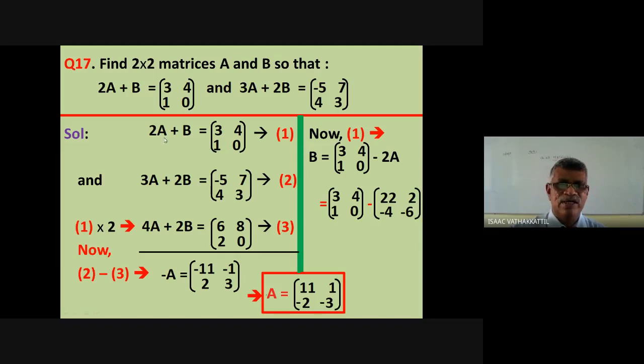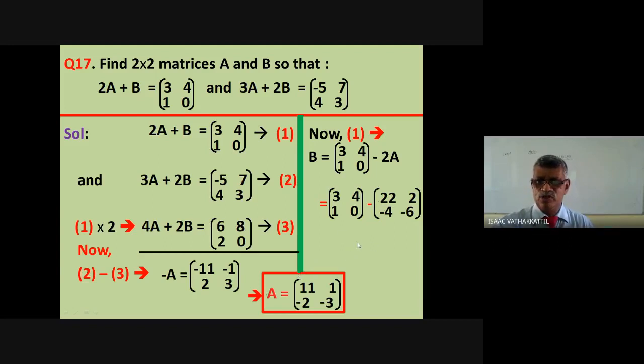What is 2a? A you multiply with 2. Where is a? A is here with us: 1, 1 minus 2 minus 3. So what is 2a? 2, 2 minus 4 minus 6. So 11 minus 2a. A we found out. Now we make the subtraction.